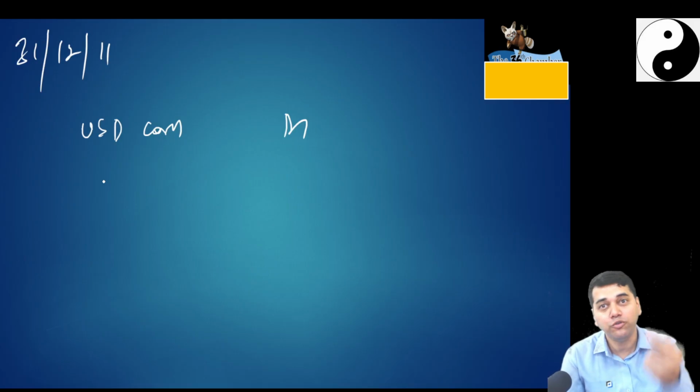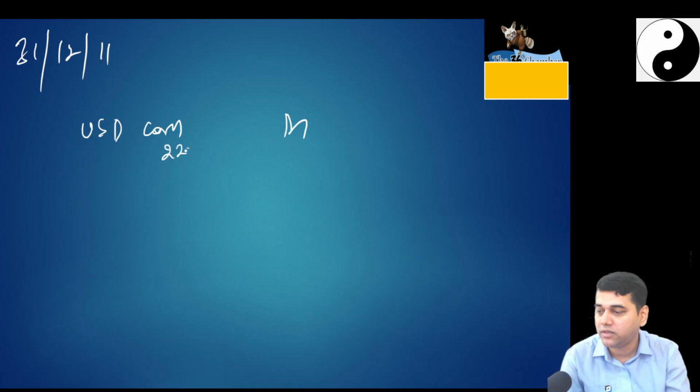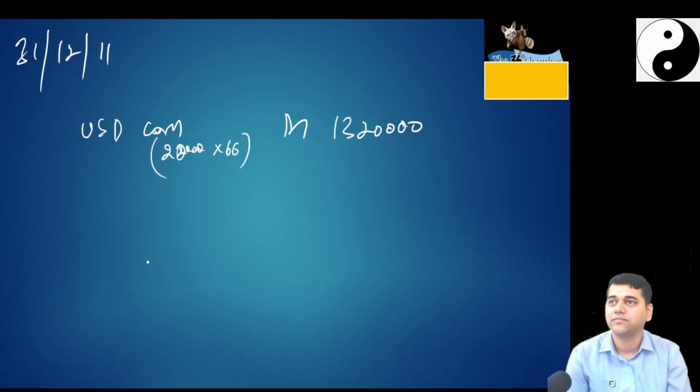What is a financial asset? How should you measure the financial asset the first time when it comes to the balance sheet? At fair value. What is the fair value? 66 is the fair value. So $20,000 into 66 is 13,20,000. What comes to you?